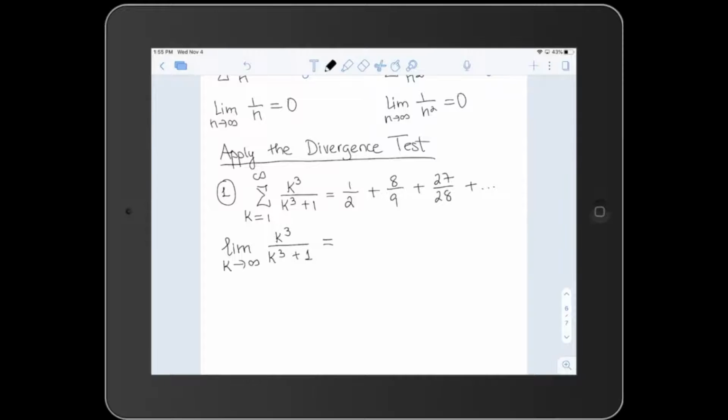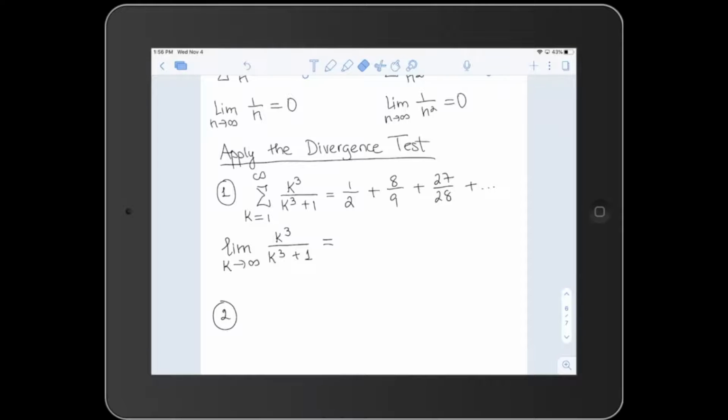Can anybody give me an answer? What's the limit of this expression as k goes to infinity? Is it 1? Yes? Why? Because infinity cubed is just infinity, and infinity cubed plus 1 is just infinity, so it's infinity over infinity, which is 1. Okay, so infinity over infinity is usually an indeterminate form, right? Yeah, so infinity over infinity in general is an indeterminate form.